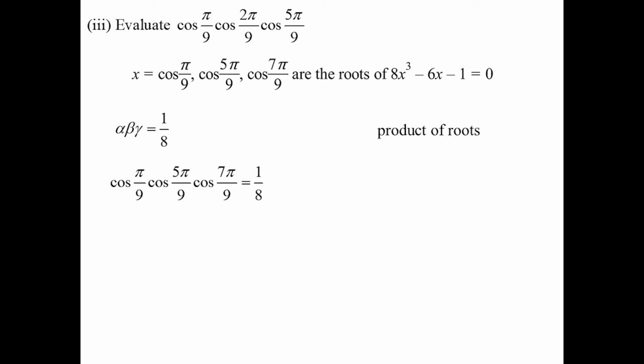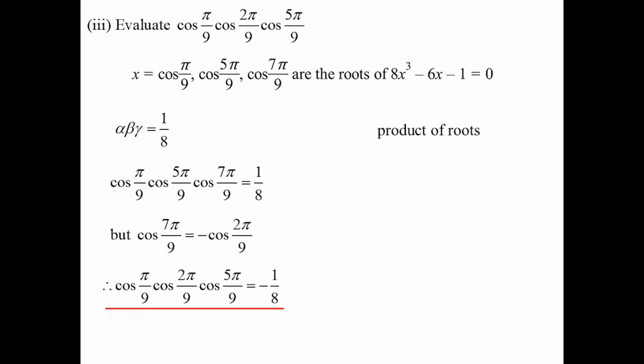So how do I turn cos 7 pi on 9 into cos 2 pi on 9? That's where we have to have a bit of a think about it. 7 pi on 9, that would be in the second quadrant. It would be an acute angle, I've got to take it away from pi, of 2 pi on 9. So cos 7 pi on 9 is the negative of cos 2 pi on 9. So I could substitute that in and dividing both sides by -1, I get a result that we're looking for. Cos pi on 9, cos 2 pi on 9 times cos 5 pi on 9 would be -1/8.